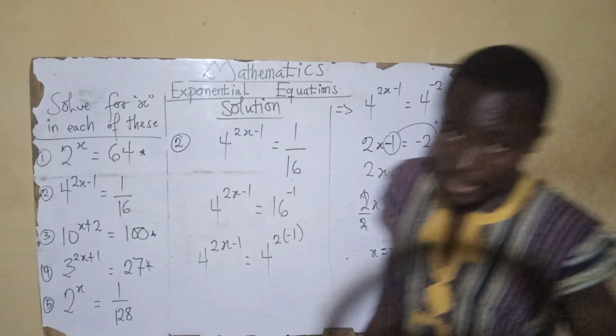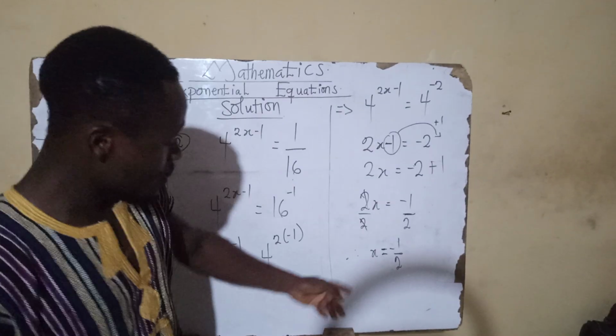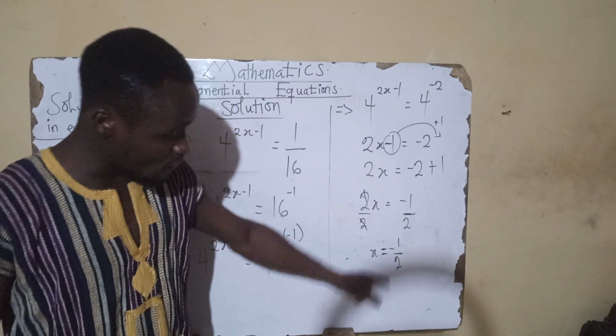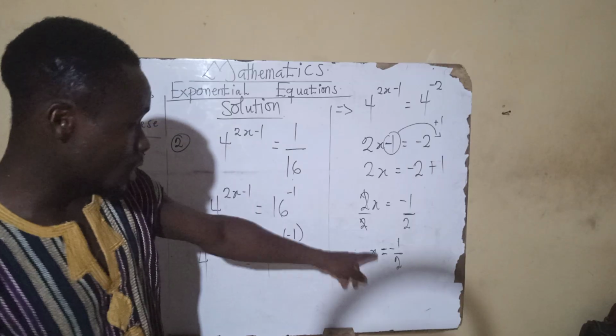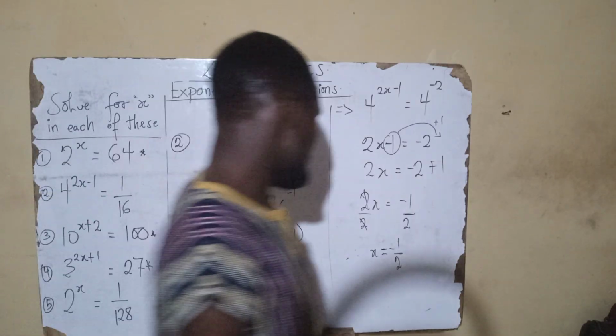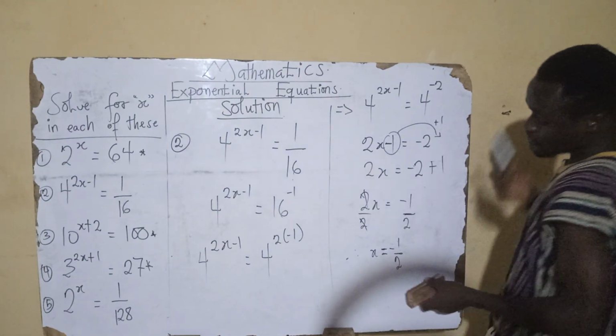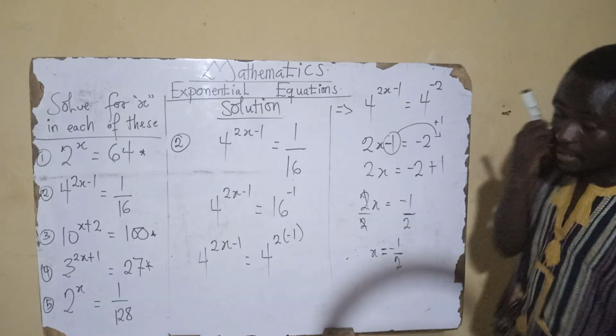I believe you are clear with that. Very good. So looking at the value of x, we are getting x to be equal to negative 1 out of 2, which is negative half. Very good. So that is that for question number 2.